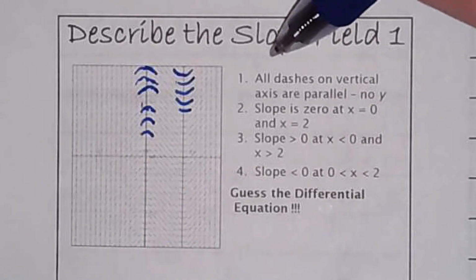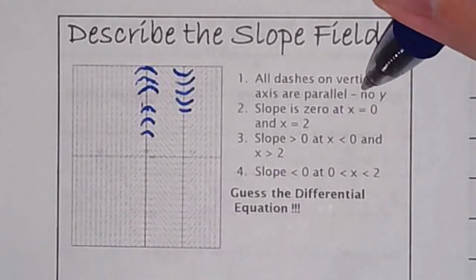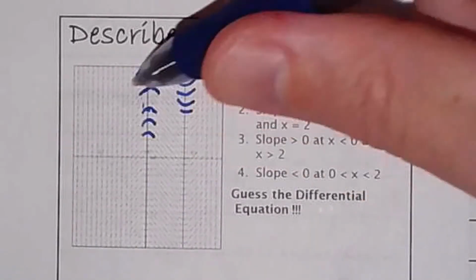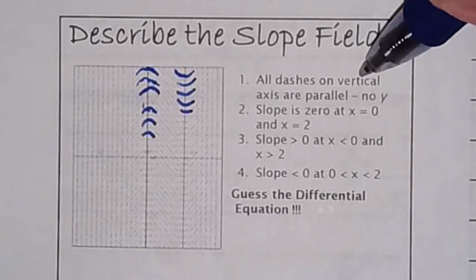So for step 1, all dashes on the vertical axis are parallel. So you see on the vertical axis they're all parallel. That means the differential equation will have no y.